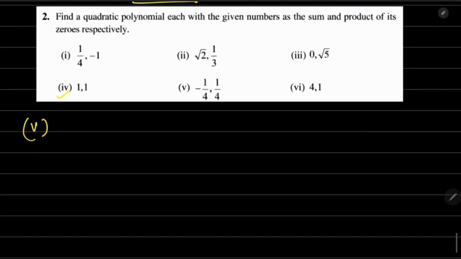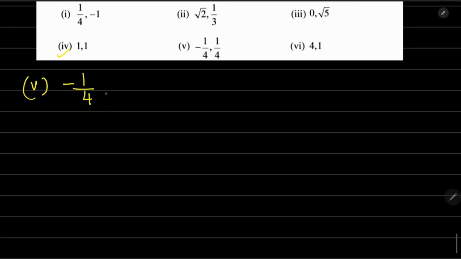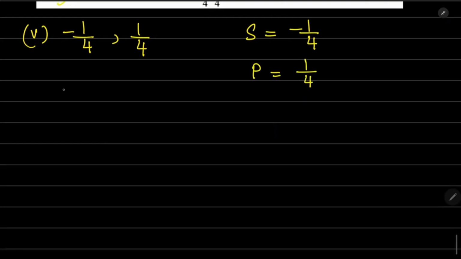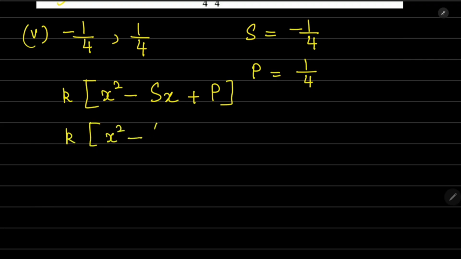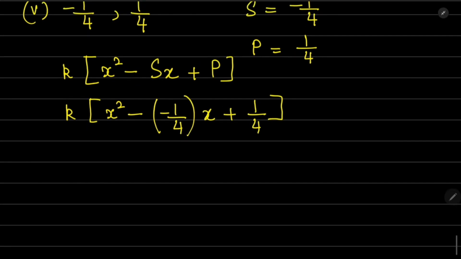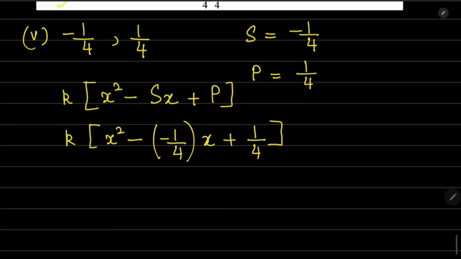Let's move on to the fifth one. The fifth one is nothing but minus 1 by 4 and 1 by 4. Okay. So what is the sum of the zeros? Minus 1 by 4. What is the product of the zeros? 1 by 4. And what is the quadratic polynomial expression? K into x square minus sx plus p. Okay. So k into x square minus, again the sum is minus 1 by 4 into x plus the product is 1 by 4. Do it very carefully. There is a negative sign along with the formula. You have a negative sign, and s in the sum also has a negative. So be very careful.